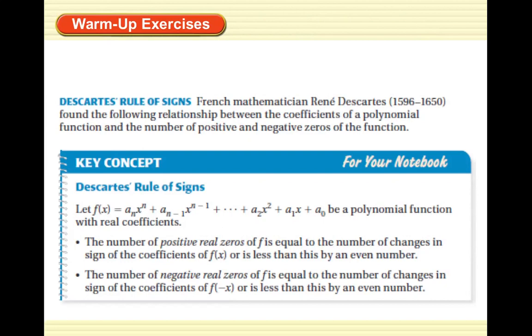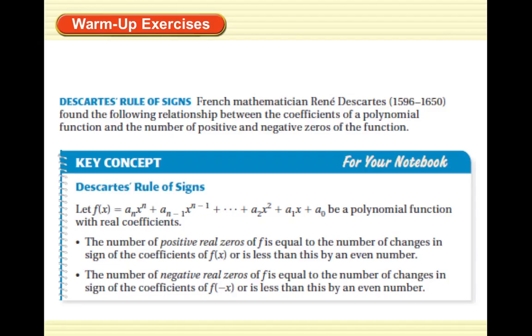All right, so then the third main idea from this section is the Descartes rule of signs. So the French mathematician René Descartes, who was born in the late 16th century, and then most of his math was from the 17th century, of course. And so he found the following relationship between the coefficients of a polynomial function and the number of positive and negative zeros for the function.